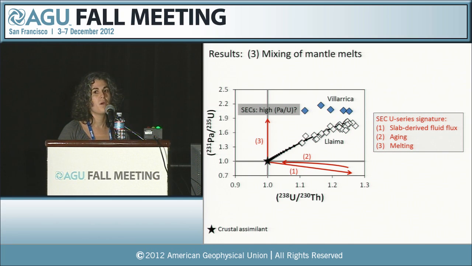But such a composition could be achieved by starting with a mantle in secular equilibrium, adding a subduction component, which would cause a protactinium deficit or a uranium excess, and then aging towards secular equilibrium over timescales of several 100,000 years, followed by melting, which would create a protactinium excess.